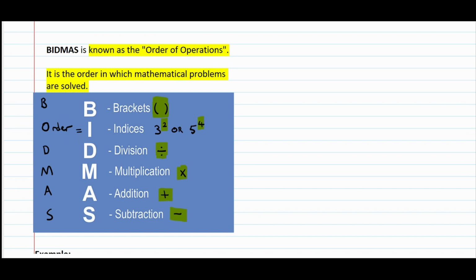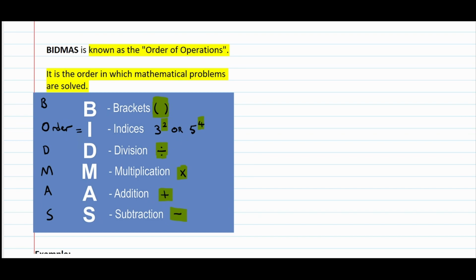The D stands for division. It's pretty self-explanatory. M stands for multiplication, and A stands for addition. S stands for subtraction. So if you were given a problem, you would look at the problem and identify what operations it includes. Does it have brackets? Does it have indices or division? Does it have any sort of multiplication, etc.? All the way down. Does it have any of these basic operations that we need to solve? And you'd deal with that whole problem in that order.